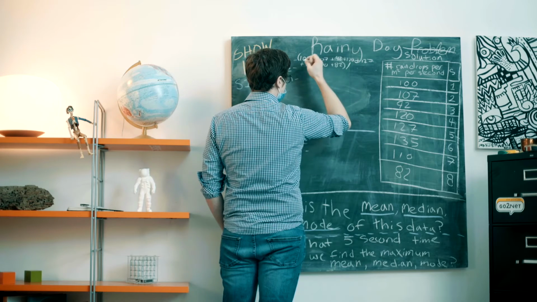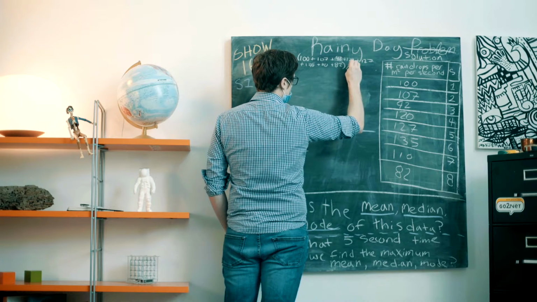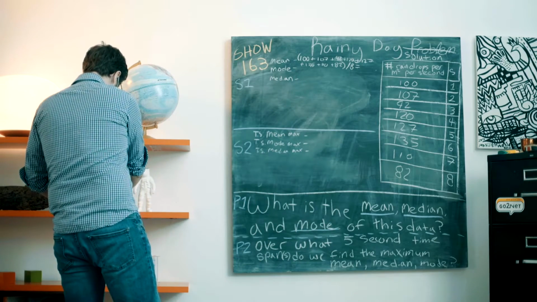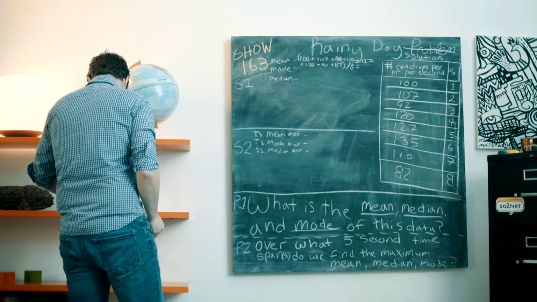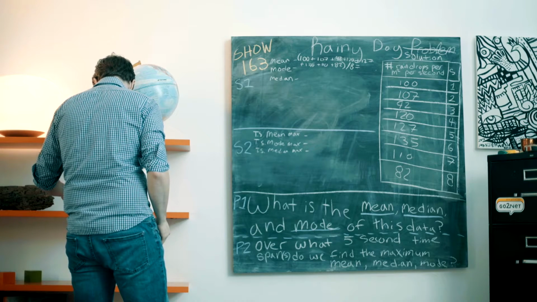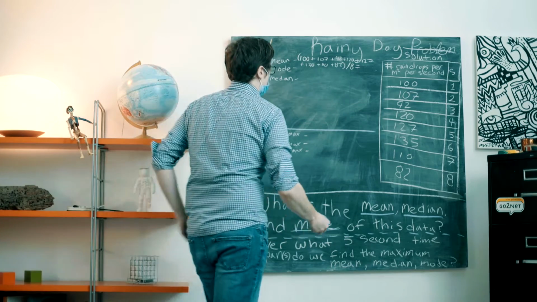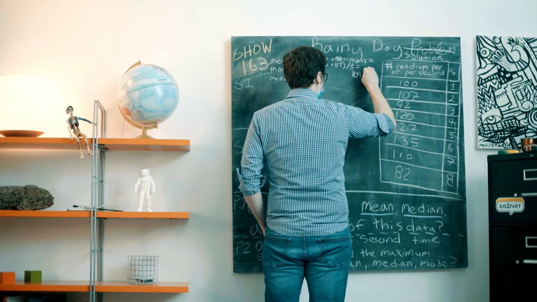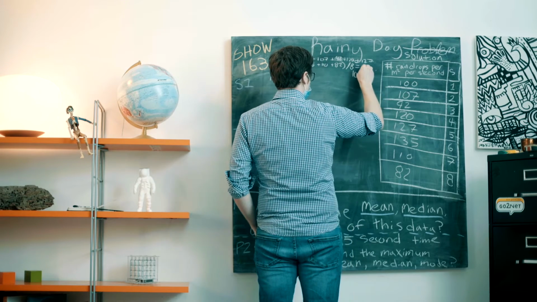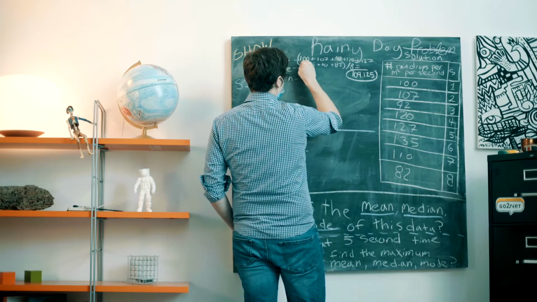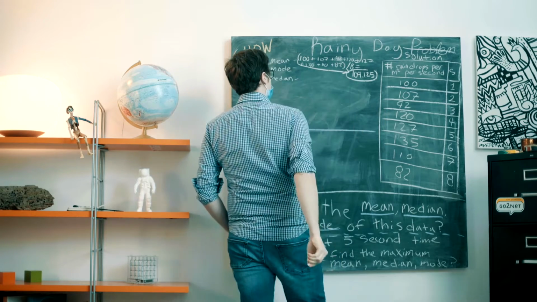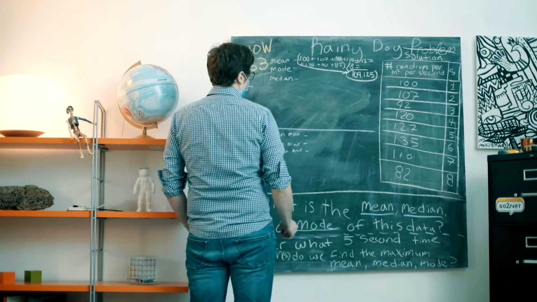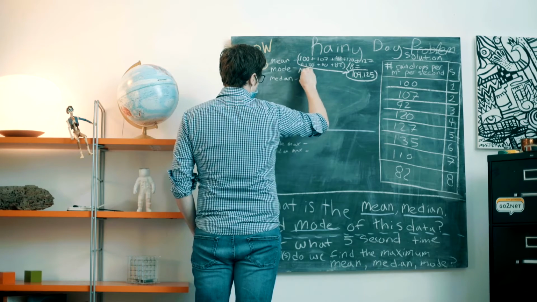1, 2, 3, 4, 5, 6, 7, 8. 8. That will give us our mean, and our mean is going to be 109.125. Okay, so that is our mean. It's 109.125. For our mode, there is none.